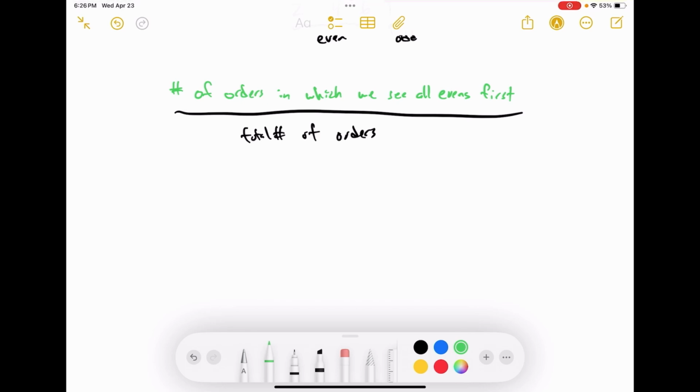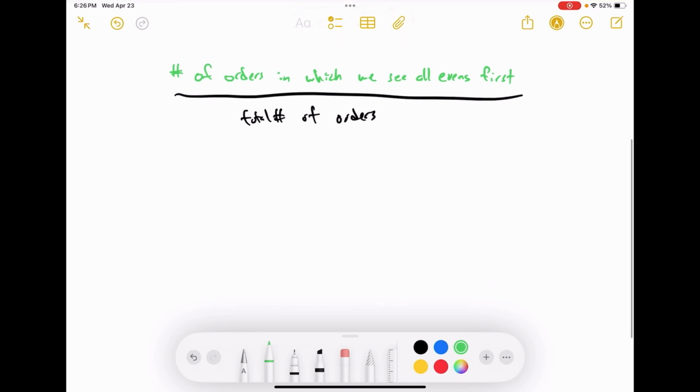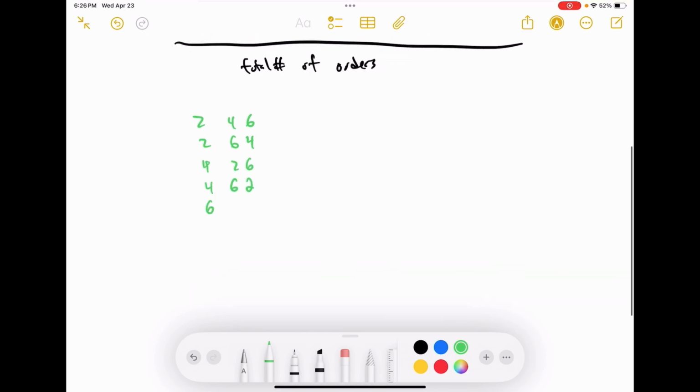Let's see if we can write out all of the orders in which we can see the even numbers first. So we can roll a 2, a 4, or a 6. We can roll a 2, a 6, or a 4. We can roll a 4, a 2, a 6. We can roll a 4, a 6, a 2. We can roll a 6, a 2, a 4, and then a 6, a 4, and a 2. So this is 1, 2, 3, 4, 5, 6 ways here, which is 3 factorial.